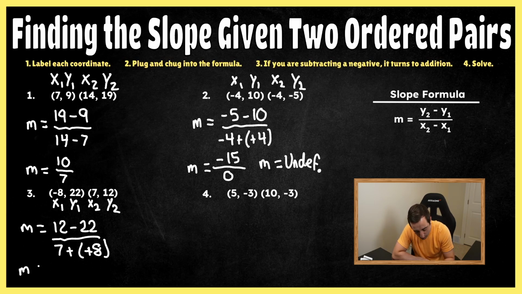So that's going to be m equals 12 minus 22, which gives us negative 10 up top. And 7 plus 8 is going to give us 15. Now, 10 and 15 can be simplified. They're both divisible by 5.